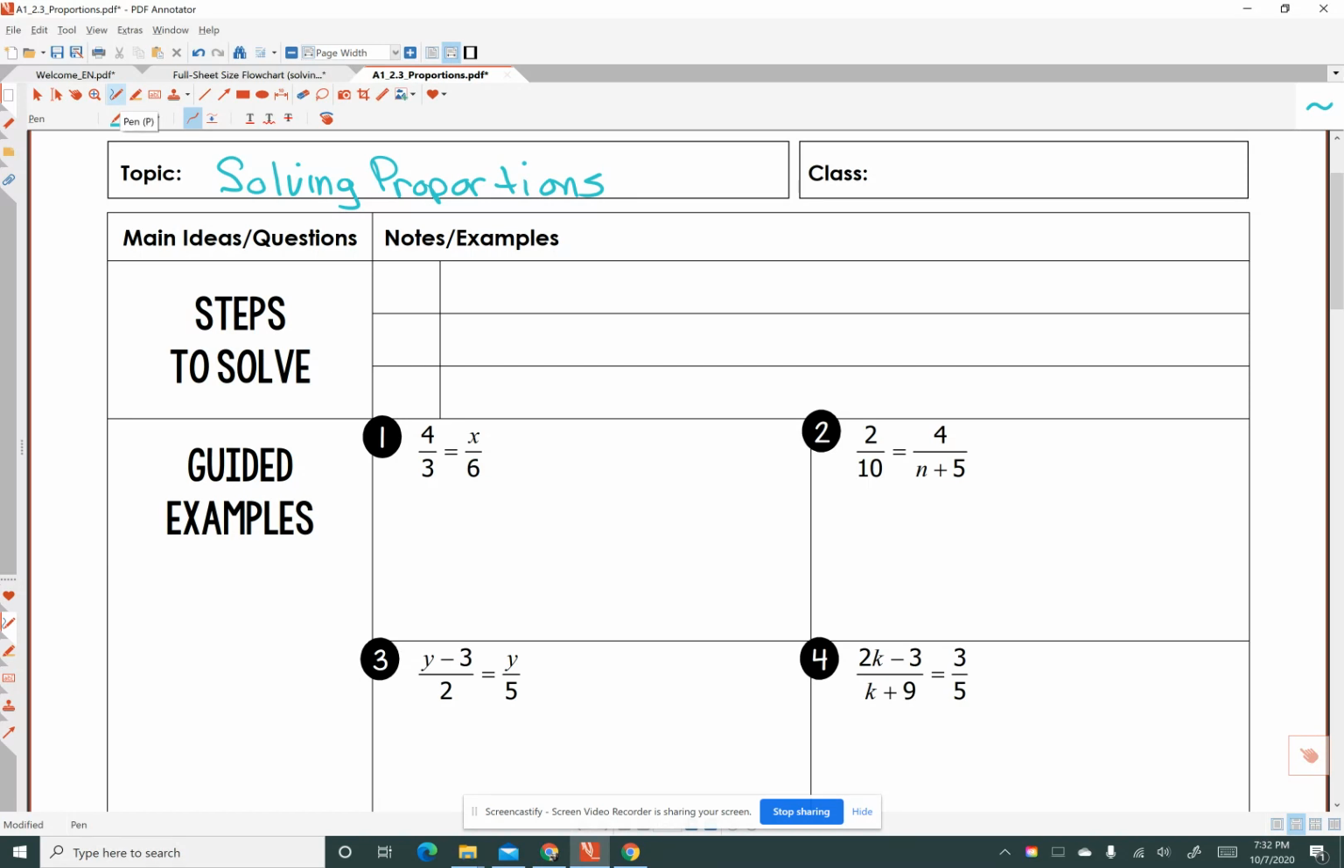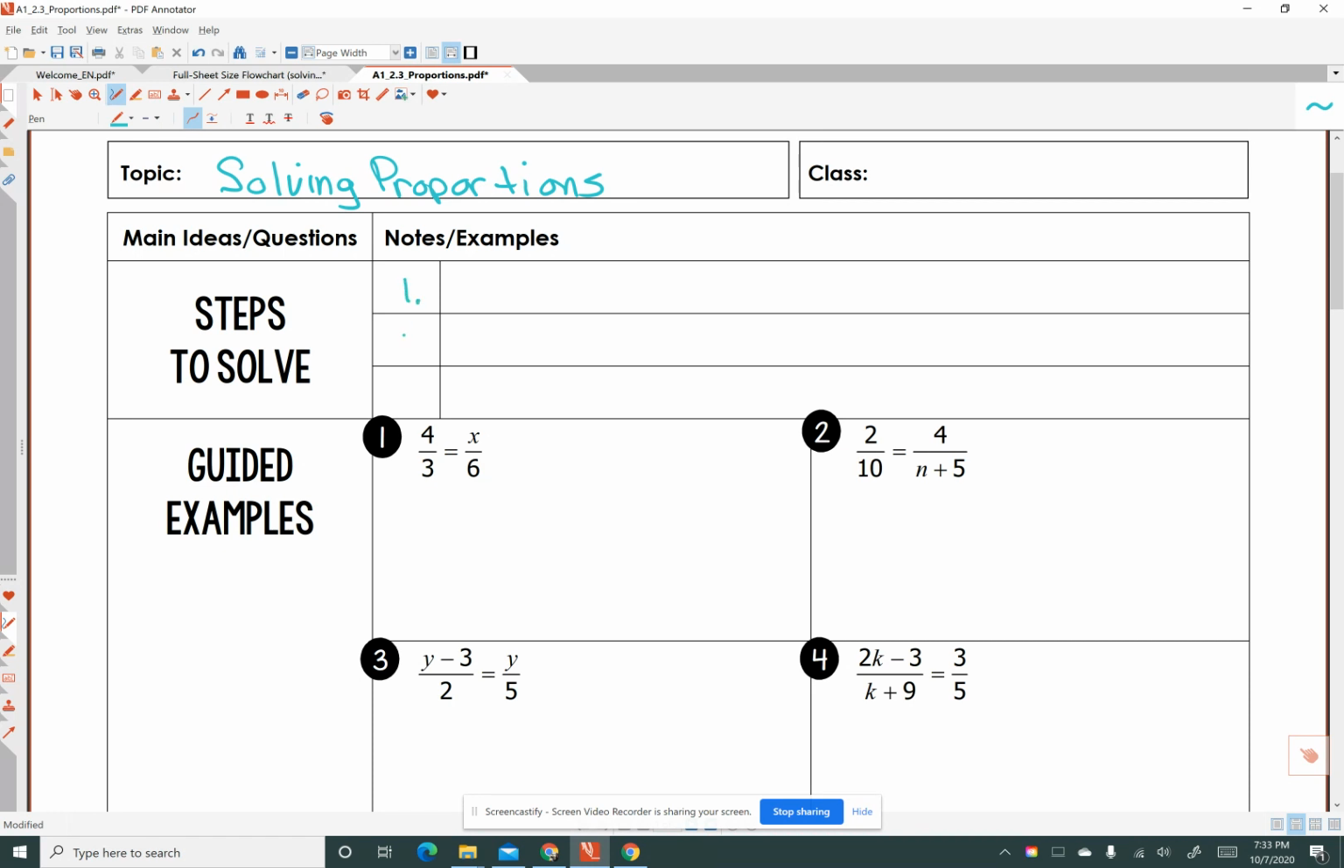So if you think of a recipe, if I need 4 cups of flour to make 2 loaves of zucchini bread, how many cups of flour do I need to make 9 loaves of zucchini bread? That's not so easy. We're not just doubling it. But if you set it up as a proportion, you can easily solve that. Proportions solve lots of great everyday problems.